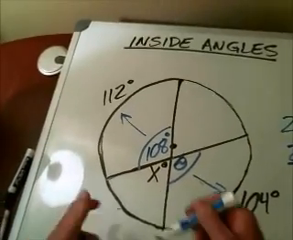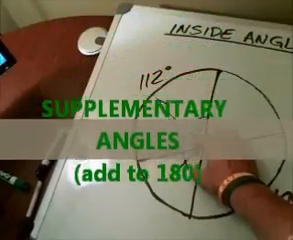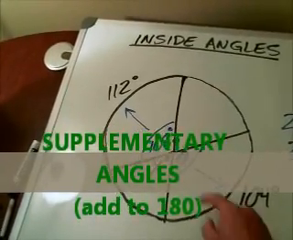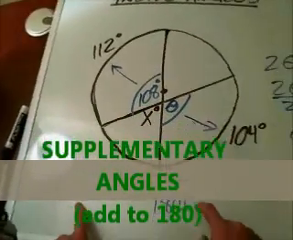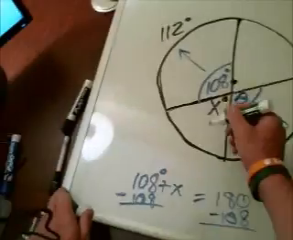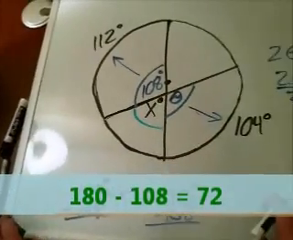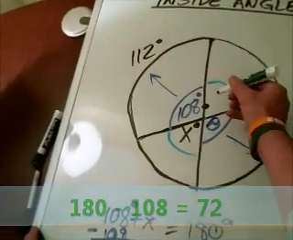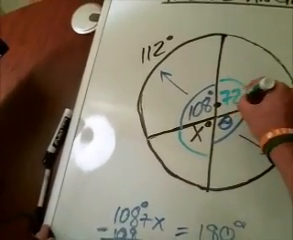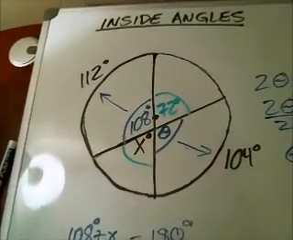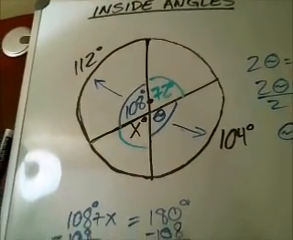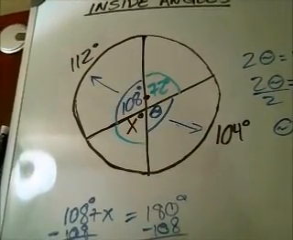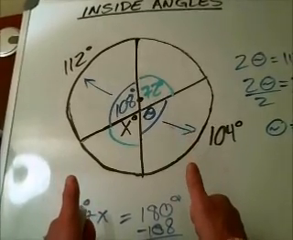So I know that this angle here, which is congruent to its vertical angle, equals 108 degrees. Now remember, these two are supplementary. If they're supplementary, these two add to give me 180 degrees. X, which is also equal to this vertical angle, is equal to 72 degrees. Now that was a little tricky, but not so much. But here's the catch. There's an even easier way.